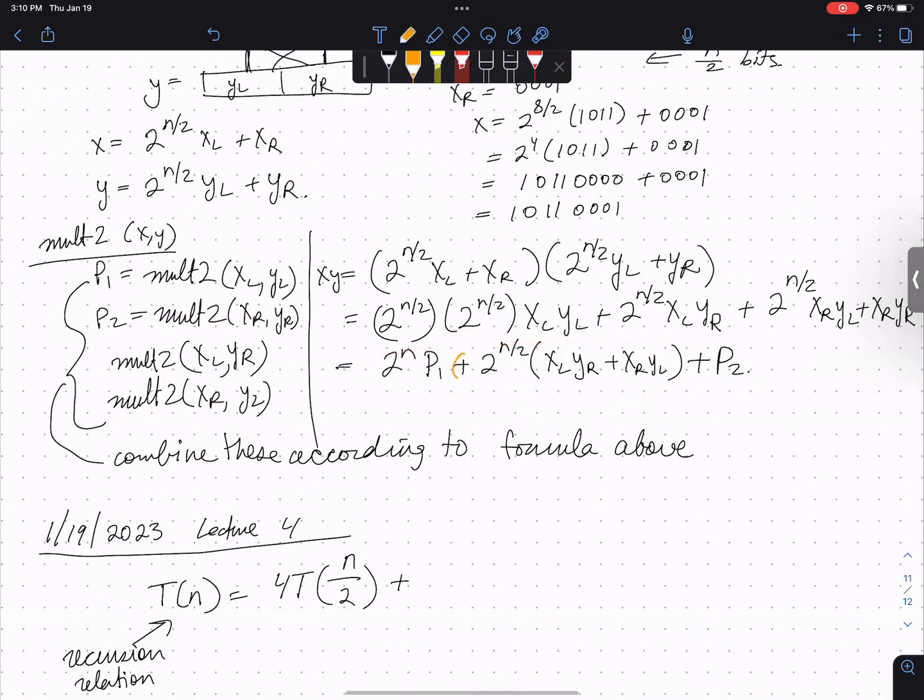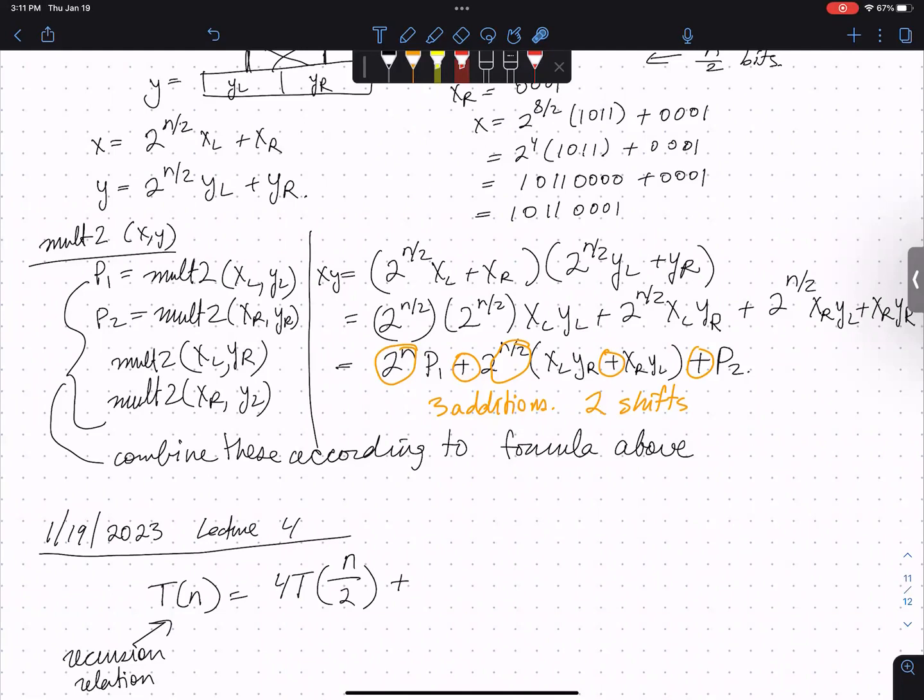We have three additions, and we have these two shifts. Why do I say shifts? Because it's really multiplying 2 to the n times P1. Well, multiplying by 2 to the n is not something where you have to go through any fancy multiplication algorithm. Multiplying by 2 to the n is the same as shifting by n bits. So these are really shifts by n bits and by n over 2 bits.